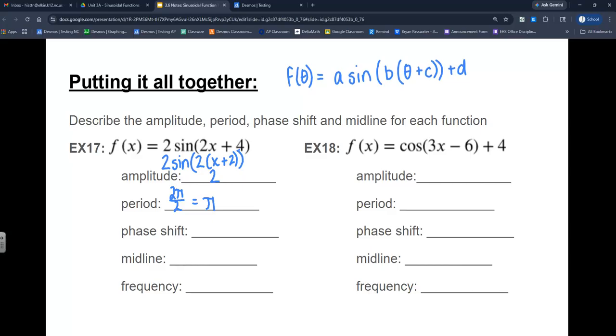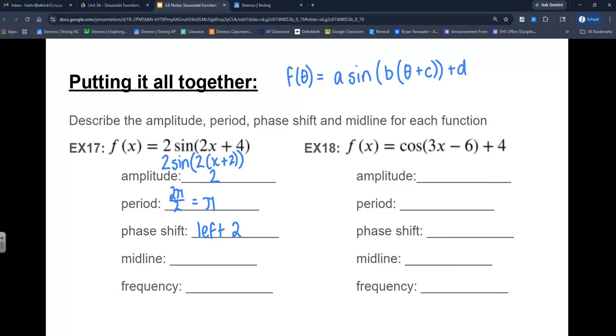Now that I have this factored out, I can see that my phase shift is going to be left 2. If you fail to factor that out, you're going to get the phase shift wrong, because if you just look at the original, it kind of looks like the phase shift is -4, but that's really not the case here.